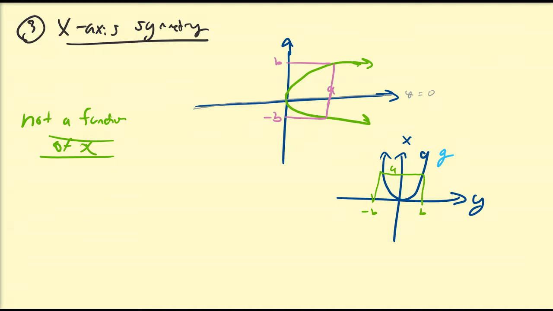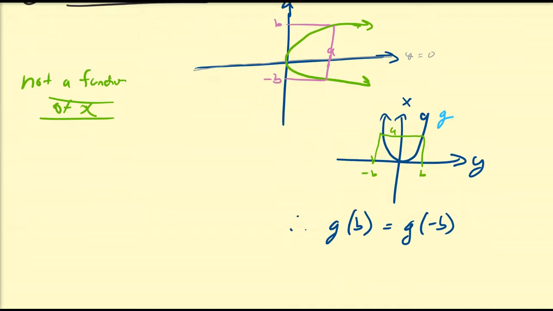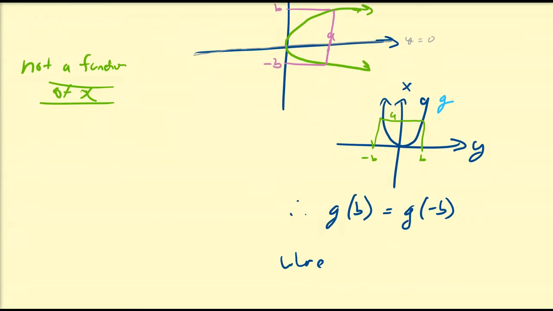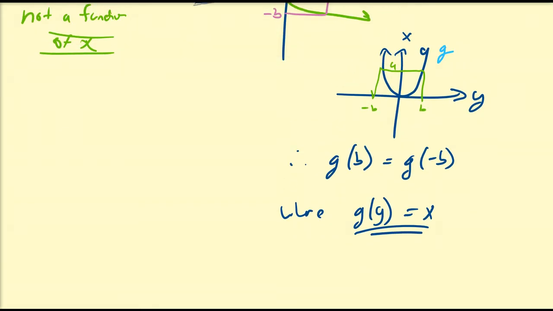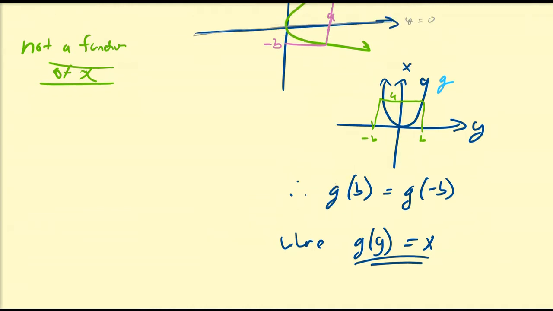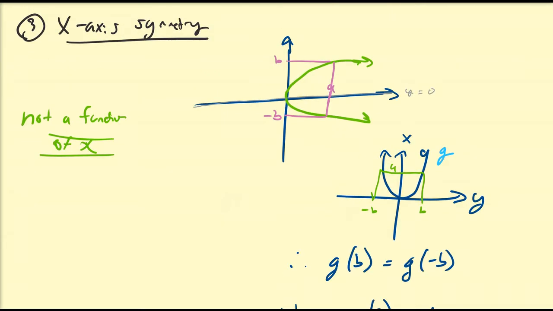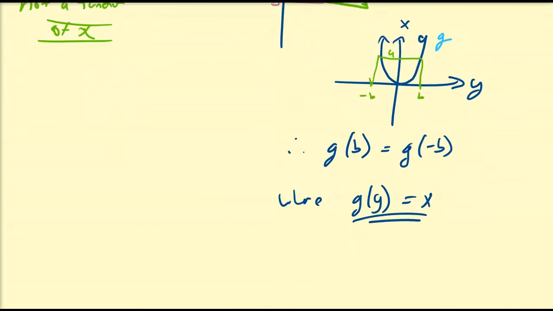If it truly is symmetric, then we can see that g of b is going to be equal to g of negative b, where g is a function of y. So we say g of y is equal to x. That is how to test whether a relation is symmetric about the x-axis. But if it's symmetric about the x-axis and not y equal to 0, then it's not a function. So we typically do not consider this case.